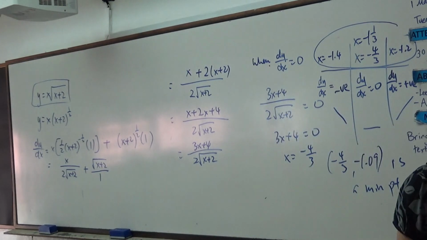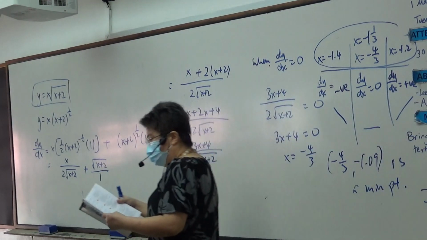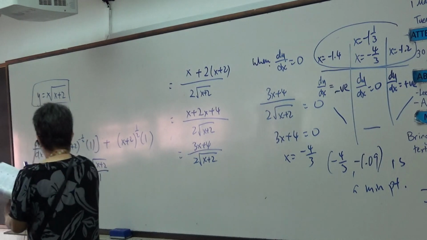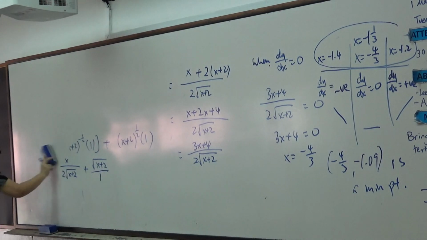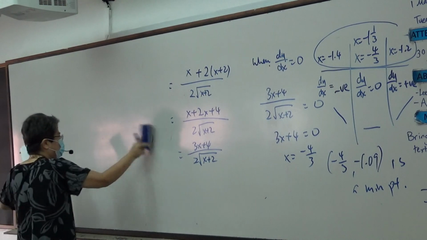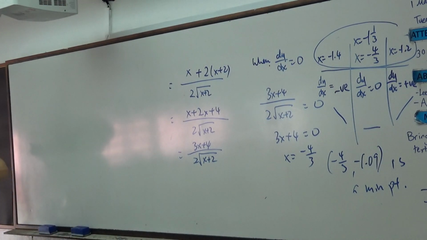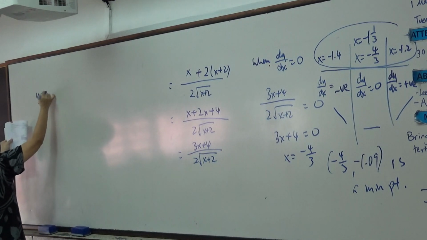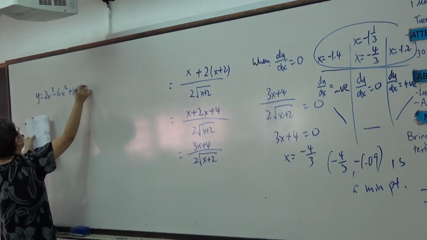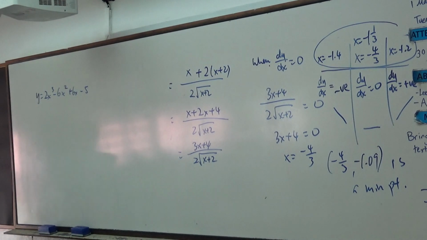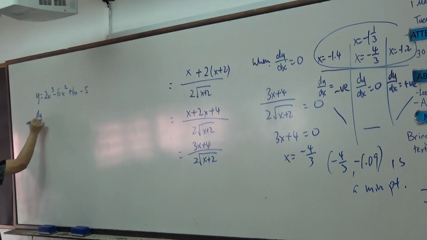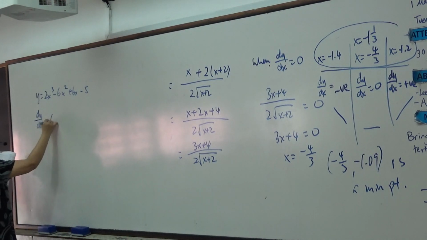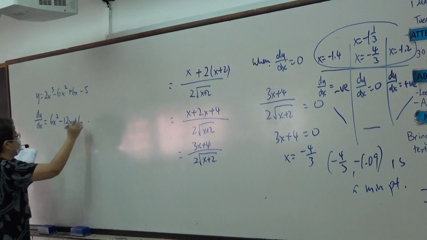Alright, let's look at example 5. The equation of the curve is y equals to blah blah. Find the value of x for which the curve has a stationary point. Okay, let's find dy dx. So how do we find dy dx? 6x squared minus 12x plus 6, right?